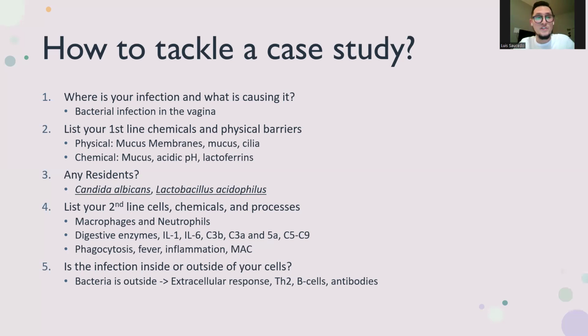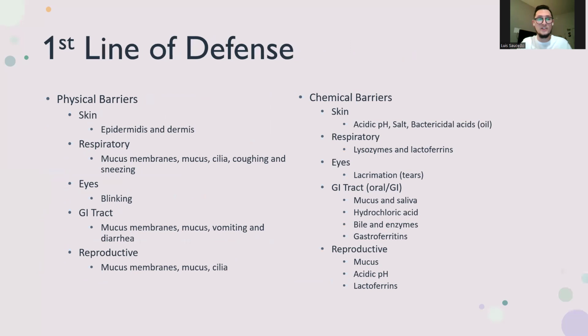So step two, you're going to list your first line chemical and physical barriers involved in the response. For the vagina, physical: mucous membranes, mucus, and cilia. Chemical: mucus, acidic pH, and lactoferrin. That goes back to what I was showing you all earlier, and that's why I broke it down in this way. It's very easy for me to study this, and probably very easy to fit on a note card if that's what you're going to do. You can see skin, physical, chemical, respiratory, physical, chemical, and I can just work my way through that way. It groups them better for the case studies, in my opinion.